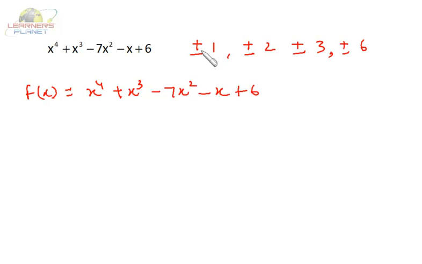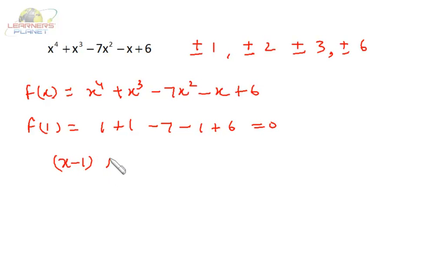Now let's put the value of x as 1. So f of 1 is equal to 1 plus 1 minus 7 minus 1 plus 6. So it is 8 minus 8, 0. So if we put x equal to 1 in this polynomial, we are getting 0 as a remainder. That means x minus 1 is a factor. So we got one factor as x minus 1.